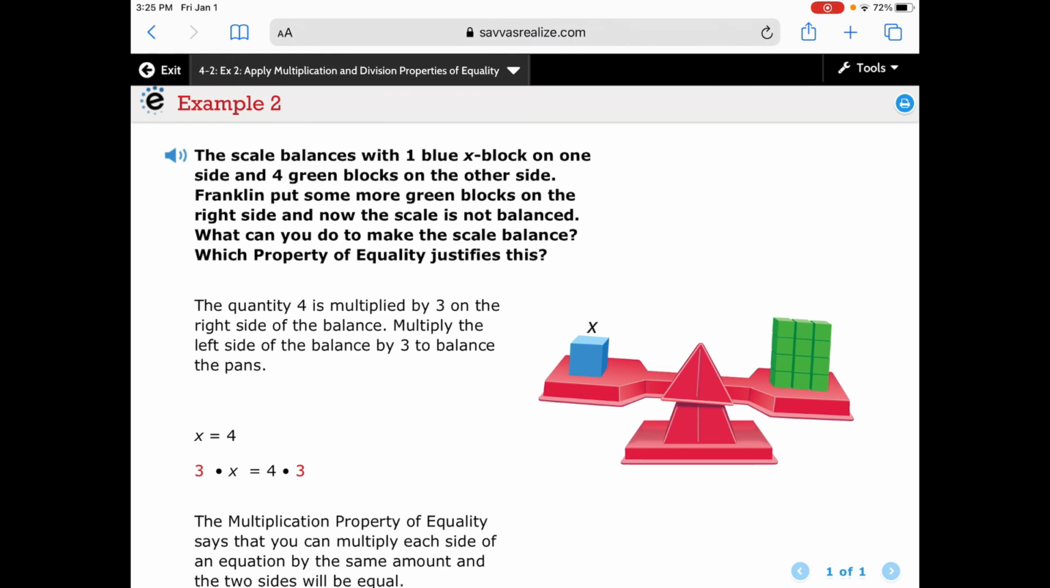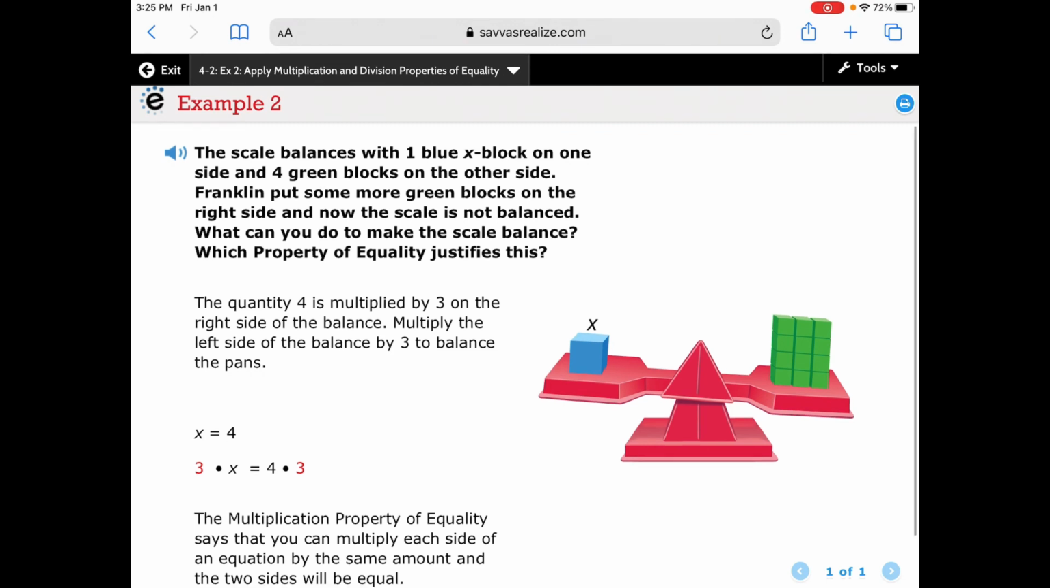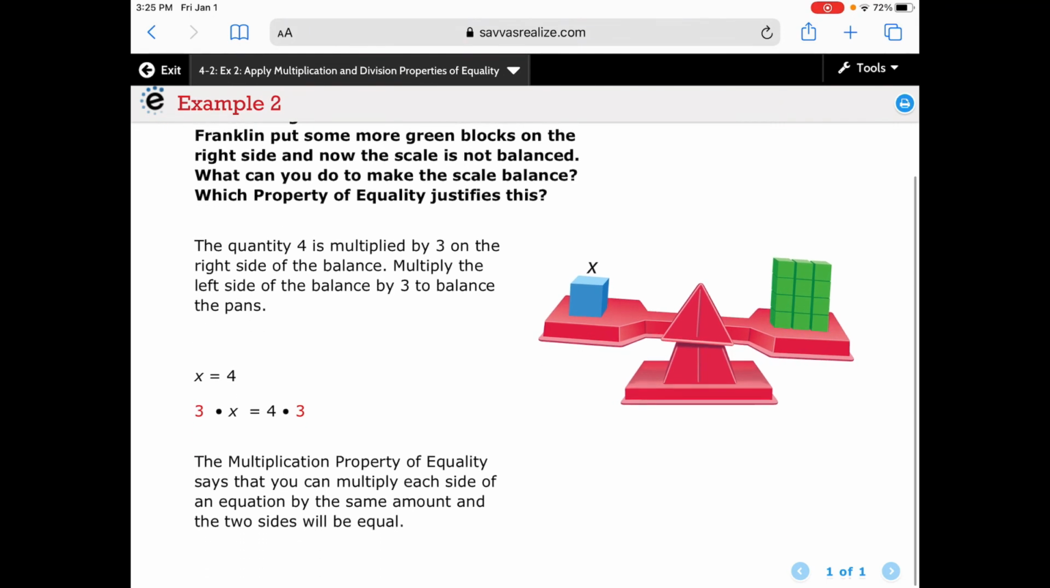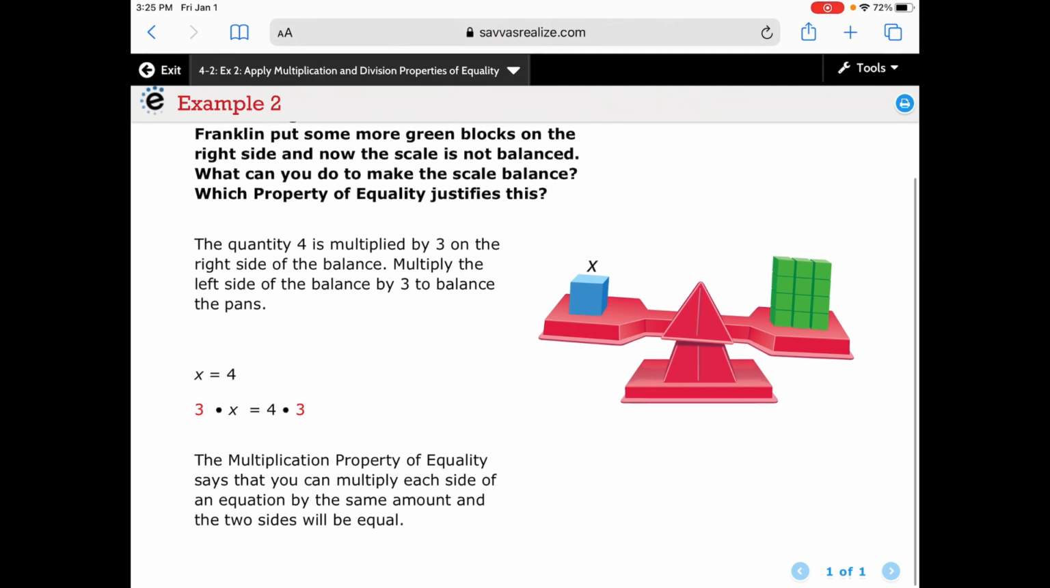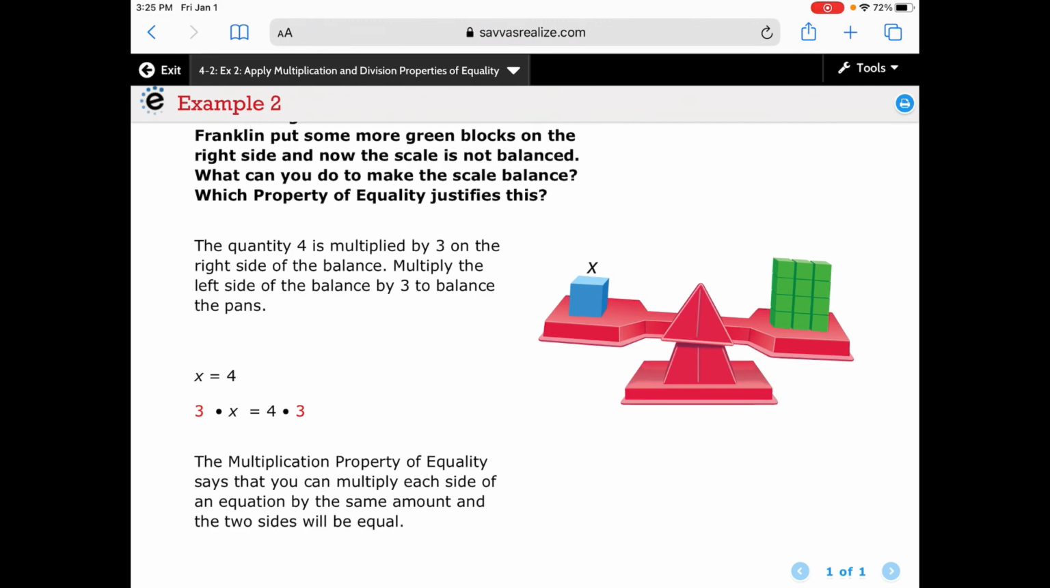So that means the blue block is equal to 4 green blocks is what they're saying. x equals 4, as you can see here. If we multiply the left side by 3, because that's what they already did to the other side, it'll now give us 3 blue blocks and a total of 12 green blocks. So that is the multiplication property of equality, because that's the operation being used there. Keep that in mind if you see that later.